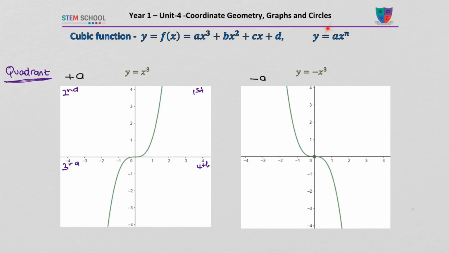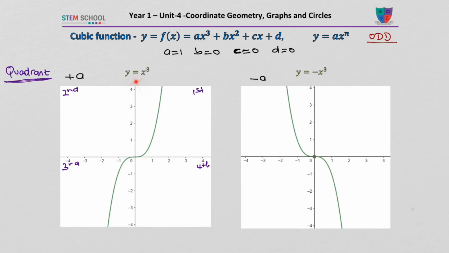This type of graph is y equals ax to the power of n. When n is odd, we draw the graphs from the third quadrant for positive a, because 3 is odd. And if n is even, not odd, we start drawing from the second quadrant for a positive a. For a negative a, it's the reverse.